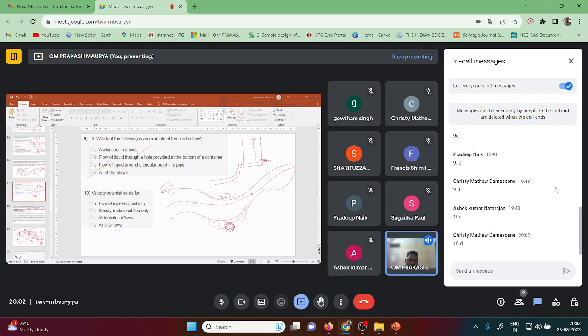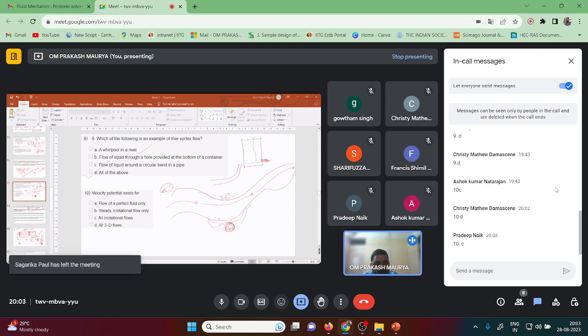Please everyone write your answer in the chat box. Okay, Matthew is telling option D. All 3D flow, where 3D means three-dimensional flow. Velocity potential exists. All 3D means here the flow may be rotational, irrotational, compressible, incompressible.